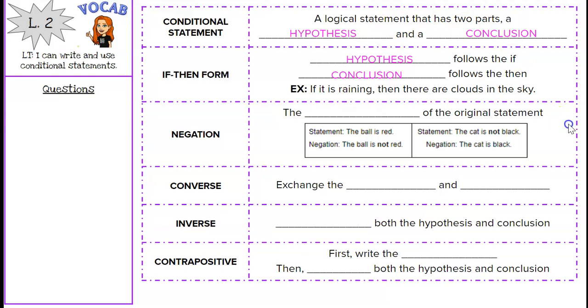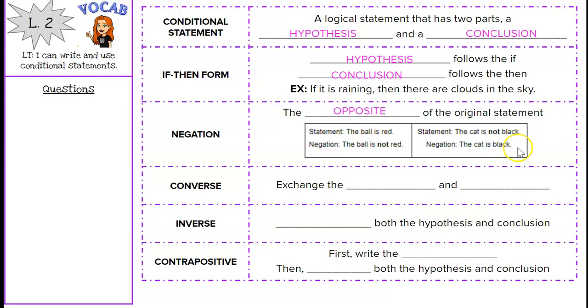Negation is the opposite of the original statement. So if the statement is the ball is red, the opposite would be the ball is not red. So negation adds a negative term, which is like a not. If the statement is the cat is not black, so if it already has a not, the negation would be the opposite, that the cat is black. So it would take away the not. So it can go in either direction.